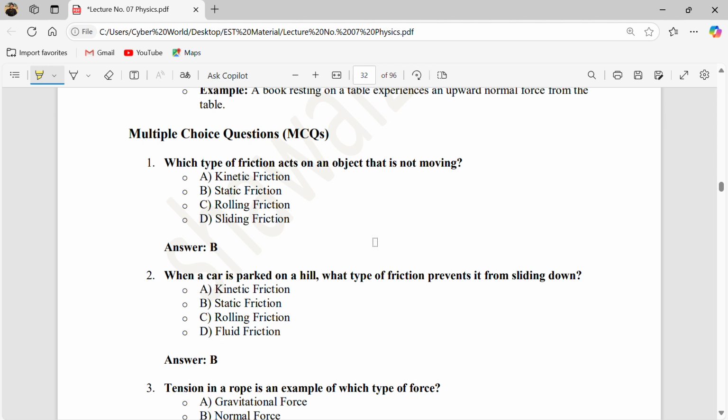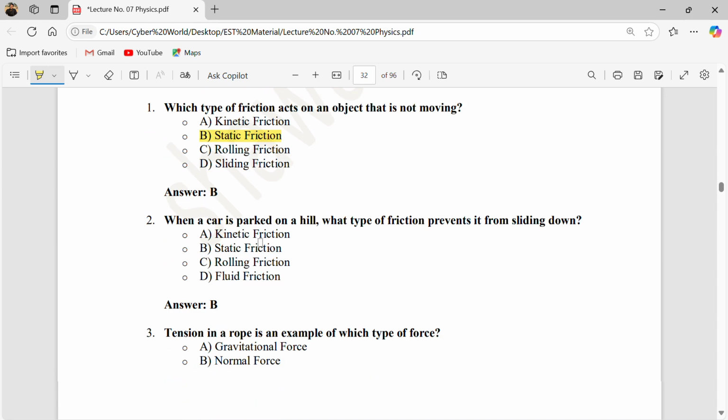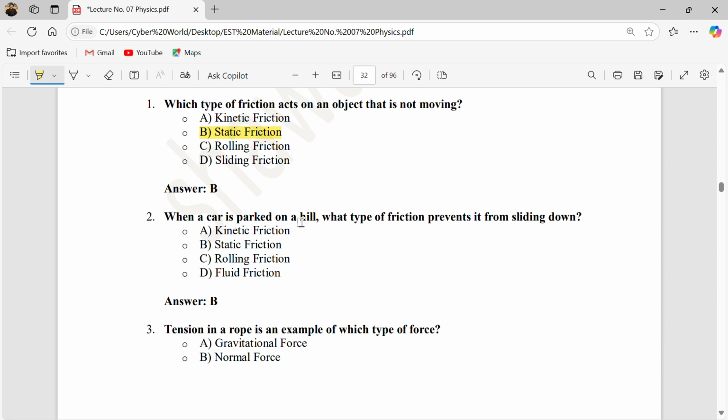So the first MCQ is: which type of force acts on an object that is not moving? Yes, we know that it's static friction. And when a car is parked on a hill, which type of friction prevents it from sliding down? Yes, static friction, because the car is parked, not moving. So the static friction between the tires and the road prevents the car from sliding down the hill.